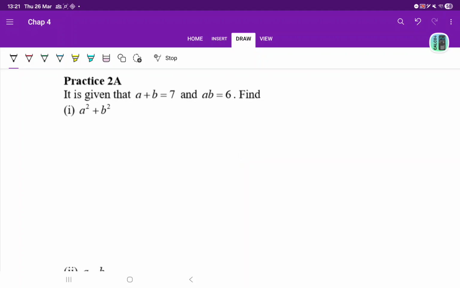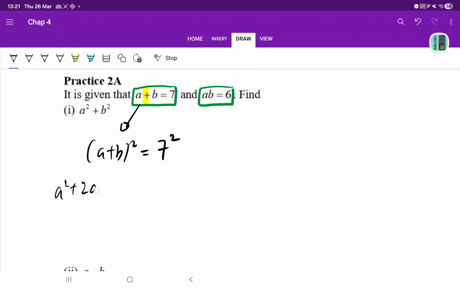Based on practice 2A, look here. This is the first information given to you: A plus B. This is the second information given to you: AB. I square A plus B because I always choose the one with the plus or minus to square. So I take that and I square it. A plus B square equal to 7 square. Now A plus B square, if you expand it, is A square plus 2AB plus B square equal to 49.